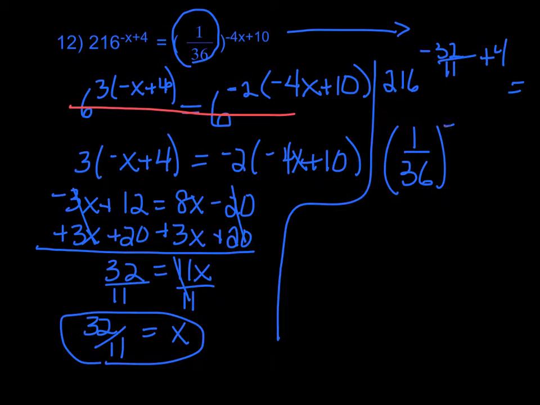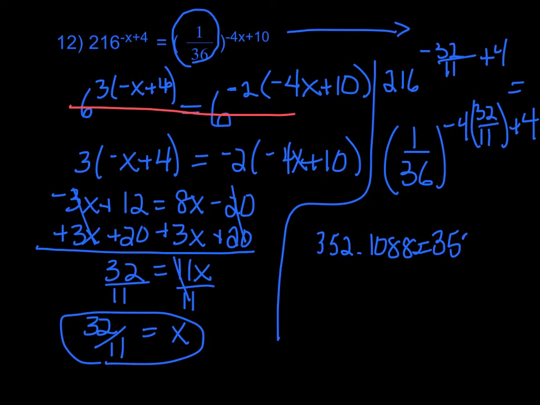And then you're going to have negative 4 times 32 over 11 plus 4 power. Now, if you slowly and carefully plug that into your calculator, you're going to end up with 352.1088 on the left, and you will end up with the same thing on the right. So we know that we're smart and we did this right. Okay?